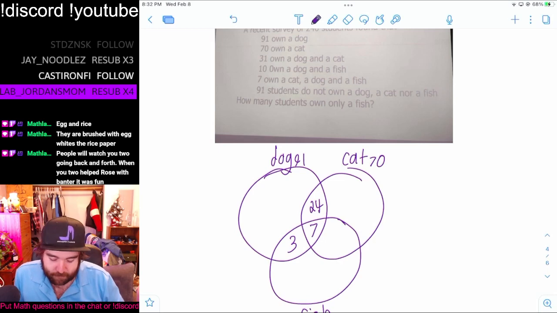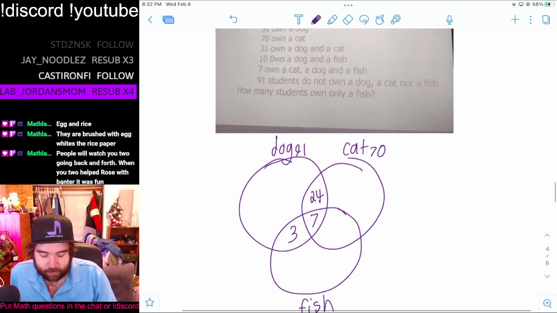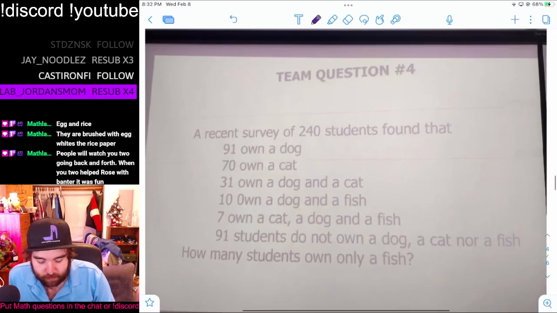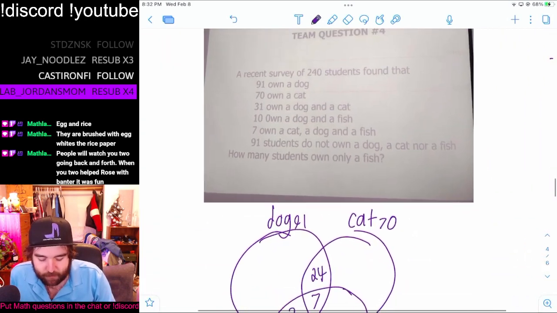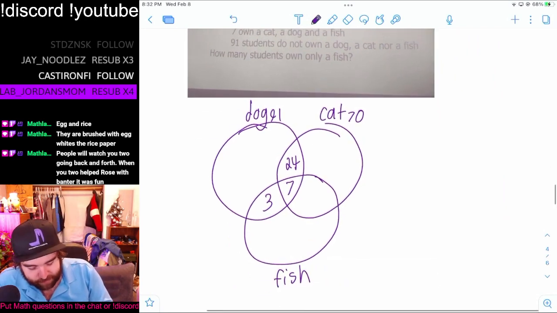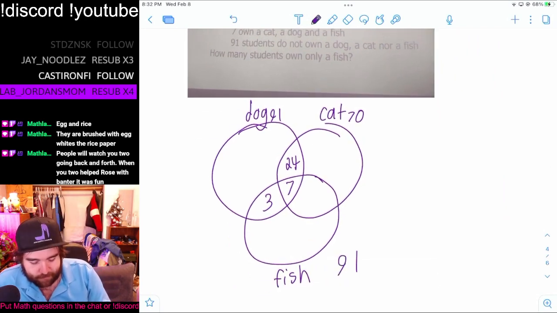What does that have to do with anything? 91 students don't own anything. There's 240 total students. 91 of them have no pets. Hang on a second. So that's like your number on the outside. 240 total.